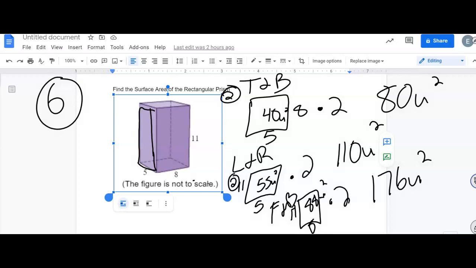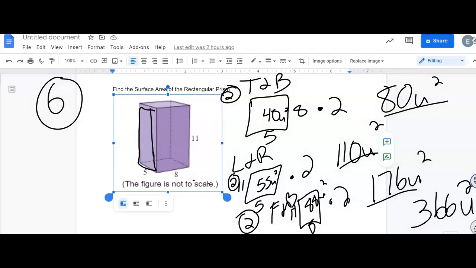All right. What is the next step to solve for the surface area? Lila. Add these all together. When you add all this together, you should get 366 units squared.